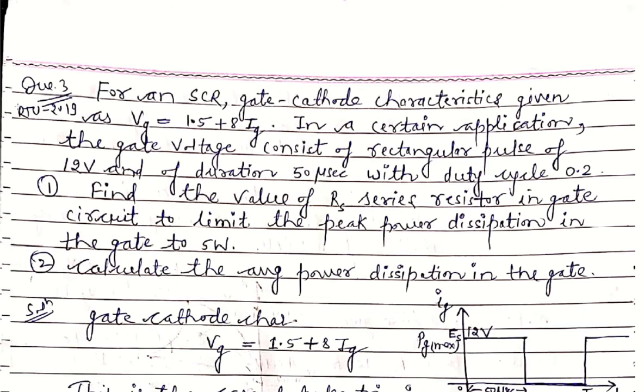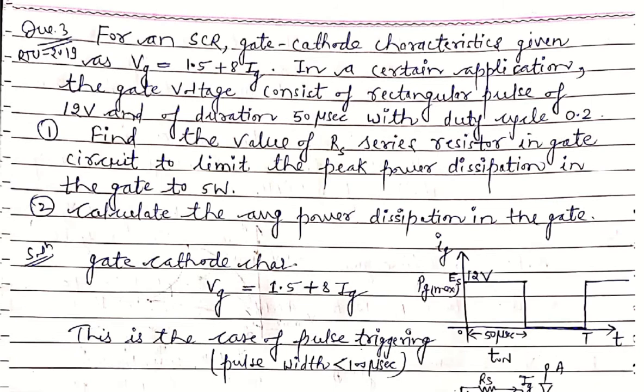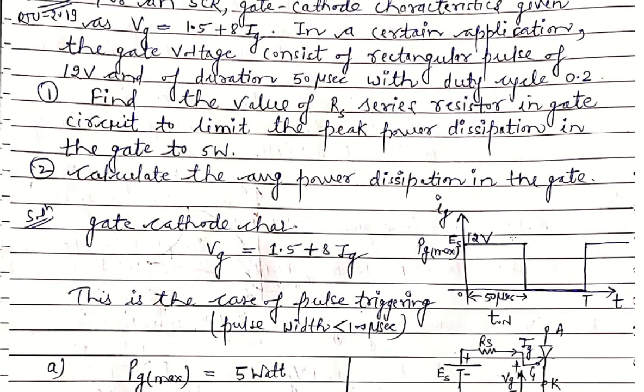So this problem came in the RTO examination 2019. In this, the characteristic is given as Vg equals 1.5 plus 8 Ig, and this is the case of pulse triggering, because the rectangular pulse is applied across the gate terminal of the SCR for the duration of 50 microsecond. So this 12 volt is Es, the gate source voltage, and it is applied up to 50 microsecond.